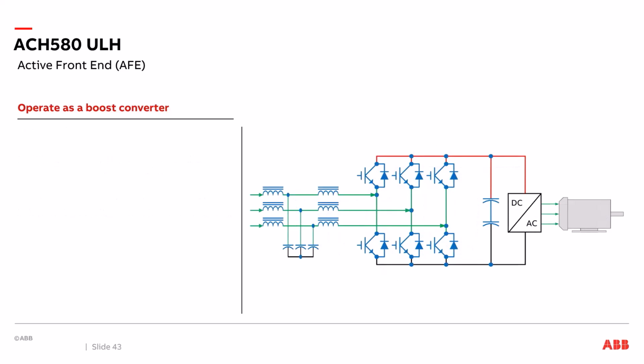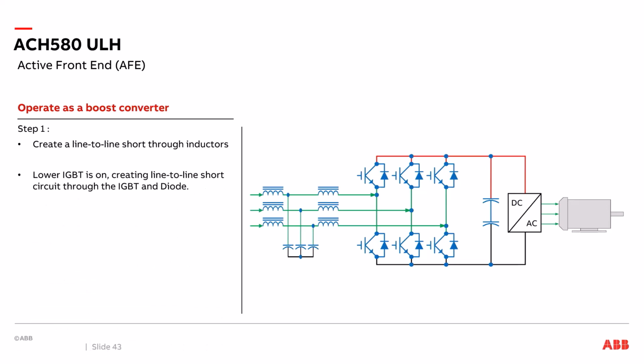To answer the question of how the active front end creates a higher voltage to charge the cap bank up, the active front end acts like a boost converter. Step 1 of a boost converter is to create a line-to-line short through the inductors. The lower IGBT is turned on, creating a line-to-line short through the IGBT and up to the diode between the top 2 phases. The current in the reactors is increasing, storing the energy in the reactors.